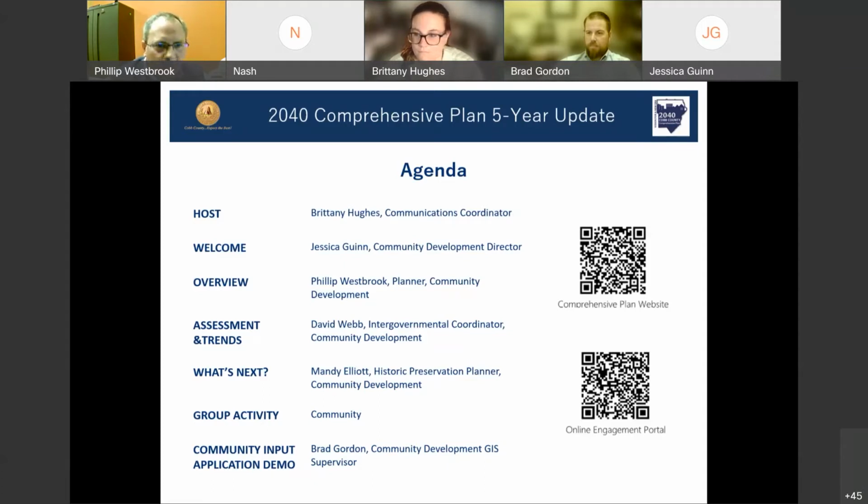I'll start off by giving an overview of the agenda tonight. I will give an overview of what the comprehensive plan is and why it's important. I'll briefly go through our 5-year update process and the scope of this particular project. David Webb, our intergovernmental coordinator, will take over to provide an analysis on the trends we've discovered through our assessment of existing conditions. And Mandy Elliott, our historic preservation planner, will provide information on what the next steps will be following this meeting. After that, we'll get started on our group activities. This will be the fun part, where we can tap into your knowledge and your opinions on the future of Cobb County.